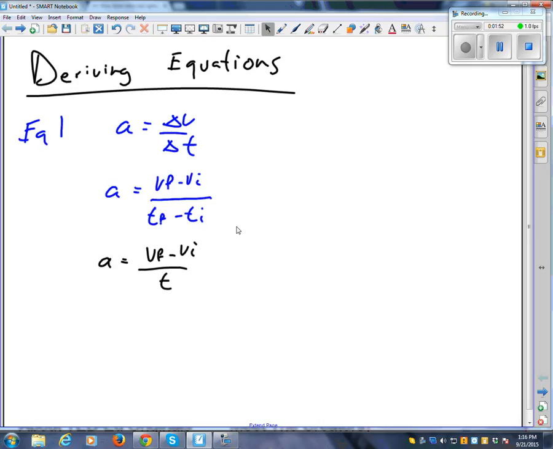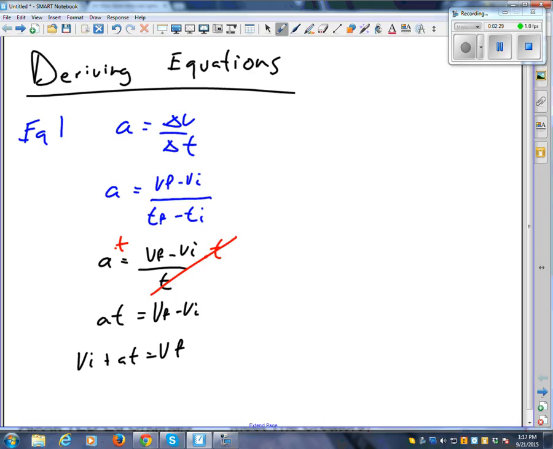Okay, now I'm going to rearrange this. How do I get rid of divide by T? Multiply both sides by T. This side cancels. Over here I get AT is equal to Vf minus Vi. And I'm going to solve for final velocity. I'm going to take minus Vi to the other side. I get Vi plus AT is equal to Vf.